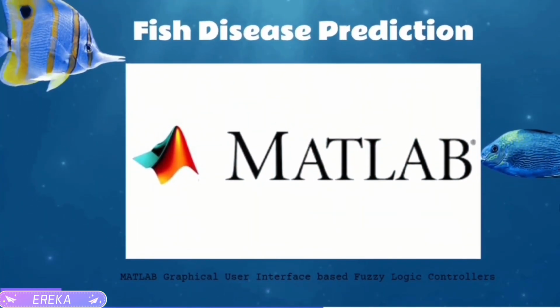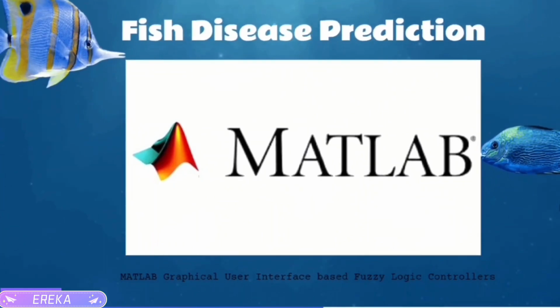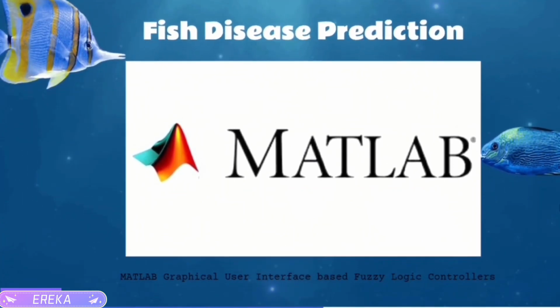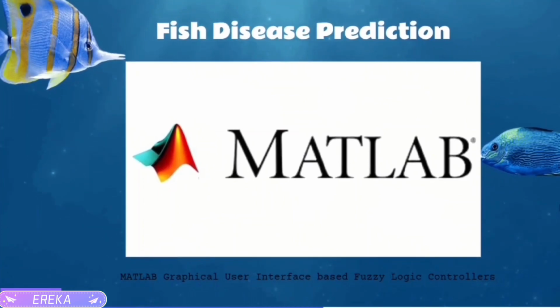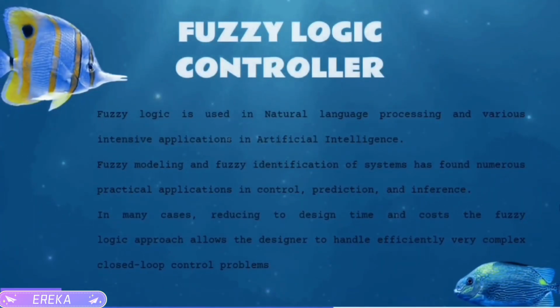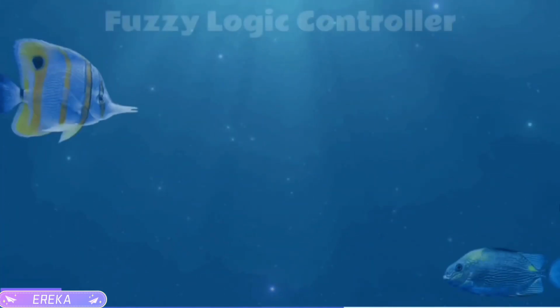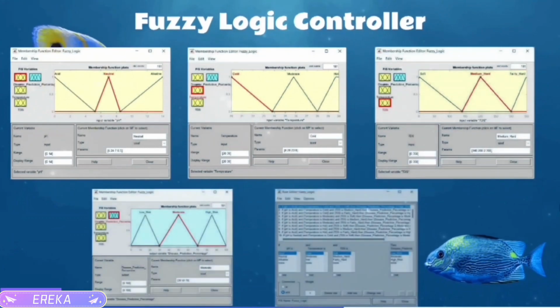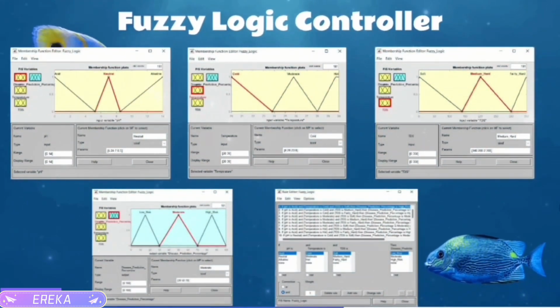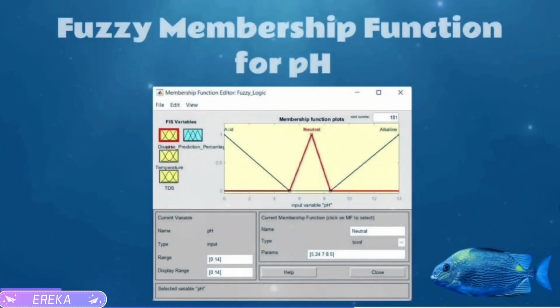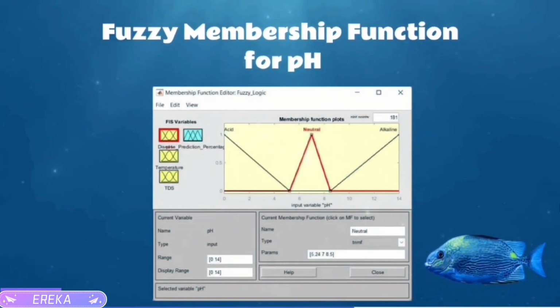Done with the experimental analysis section, let's move on to the system for predicting fish disease. A MATLAB Graphical User Interface, or GUI-based fuzzy logic controller, was used in this system to execute the operation. What is a fuzzy logic controller? You can find the definition here. These are all the fuzzy membership functions that are used to forecast the fish disease prediction.